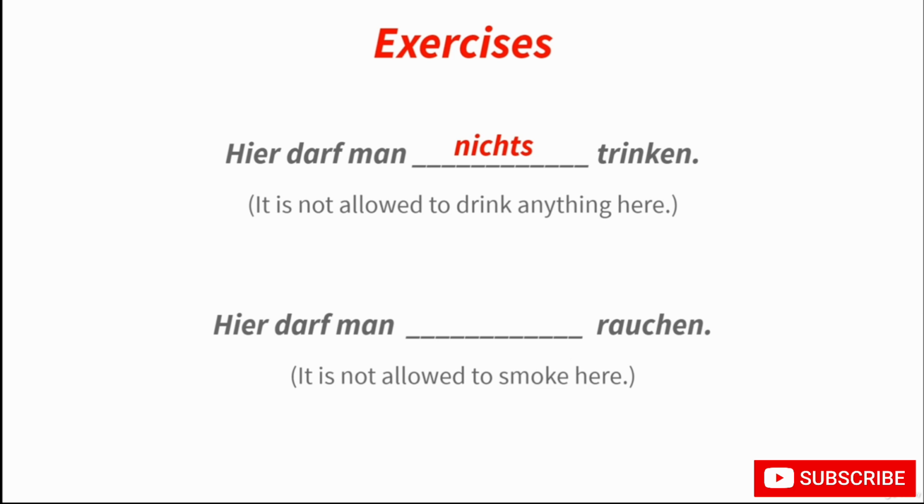Another exercise. Hier darf man rauchen. It is not allowed to smoke here. What do you think is the answer? Nicht or nichts? The answer is nicht, because here the meaning is not.